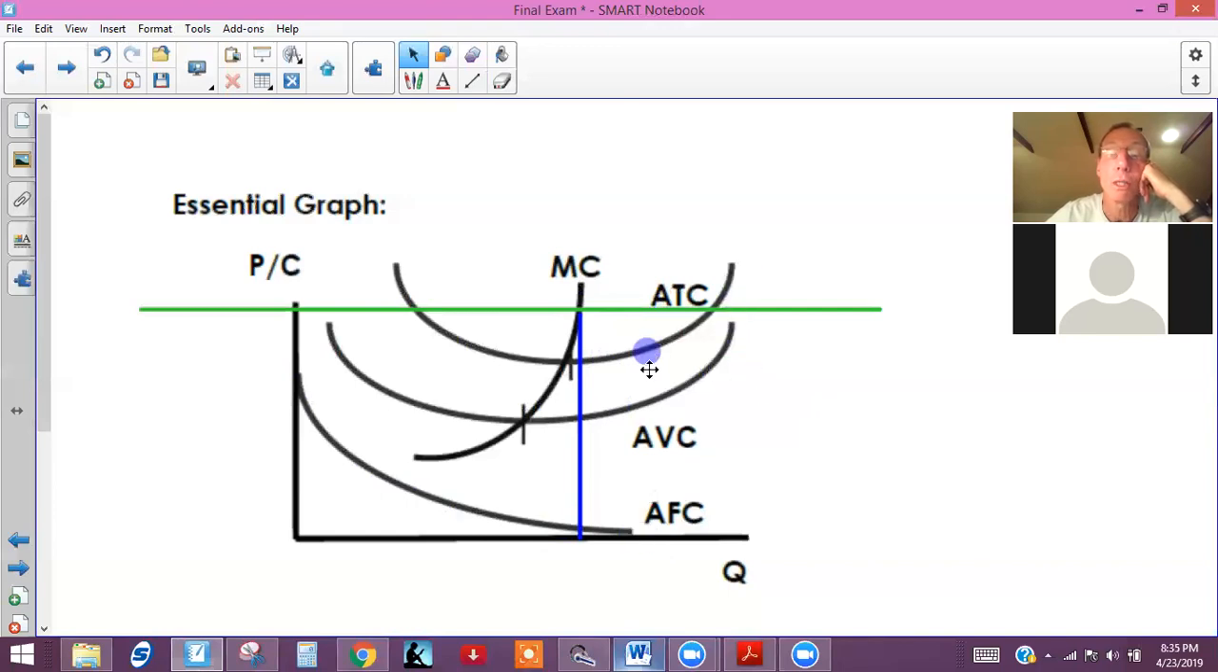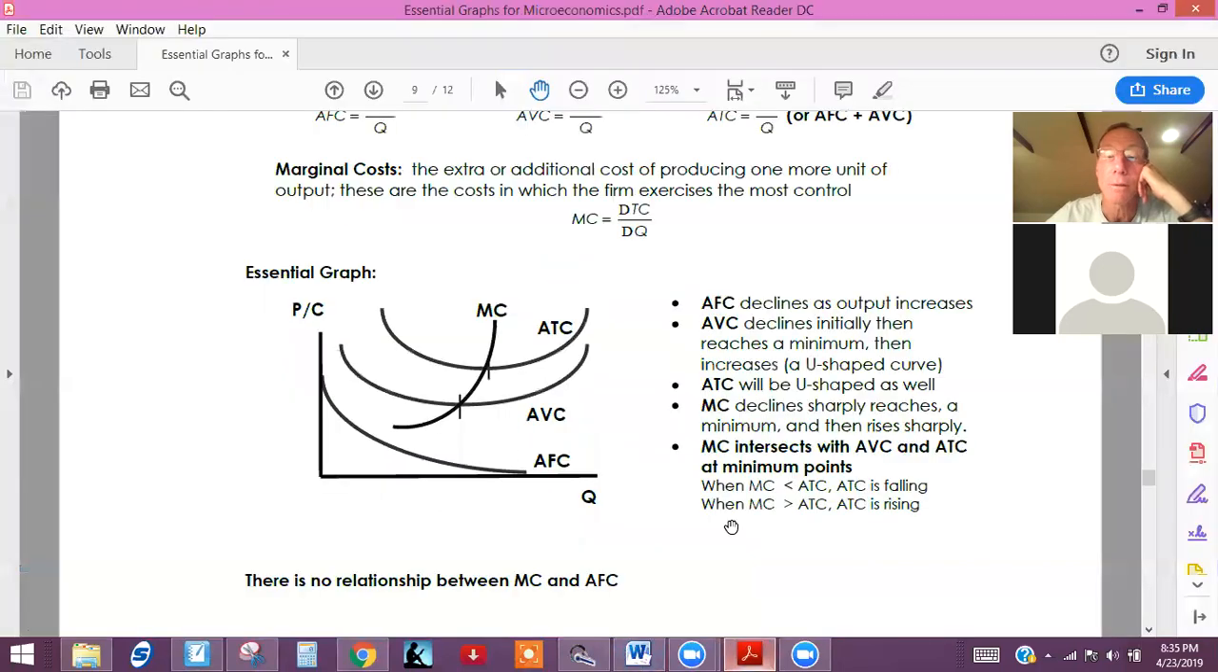So you should really study this handout and read all the stuff here and make sure you understand what's going on. That's really going to help you. This is a very, very helpful handout.